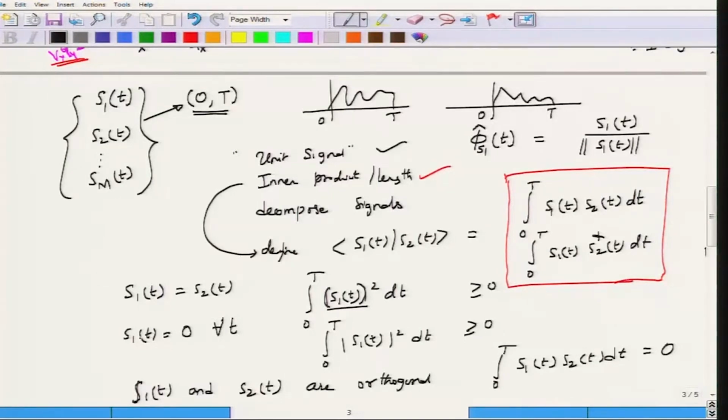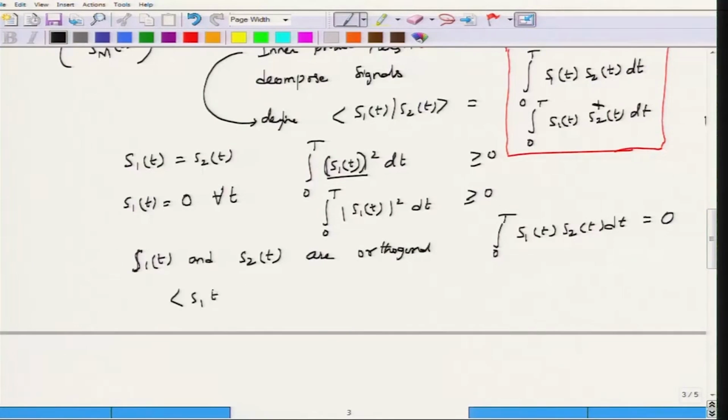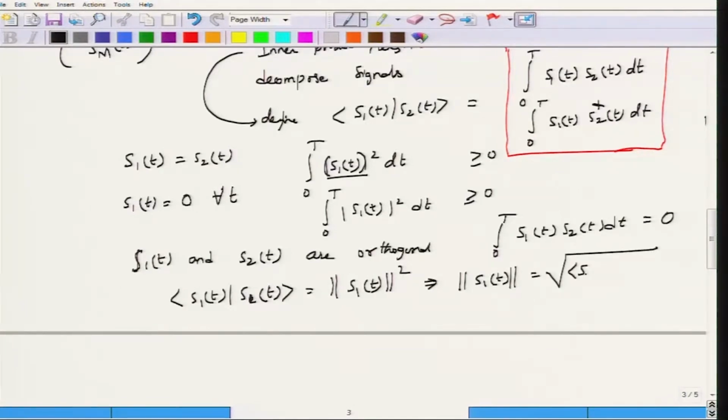What would be that length? Well, I know that the inner product of the waveform S1 with itself gives me the length square, the norm square. Therefore, inverting this relationship, I obtain the length of the signal S1 of t as square root of S1 of t with S1 of t itself.